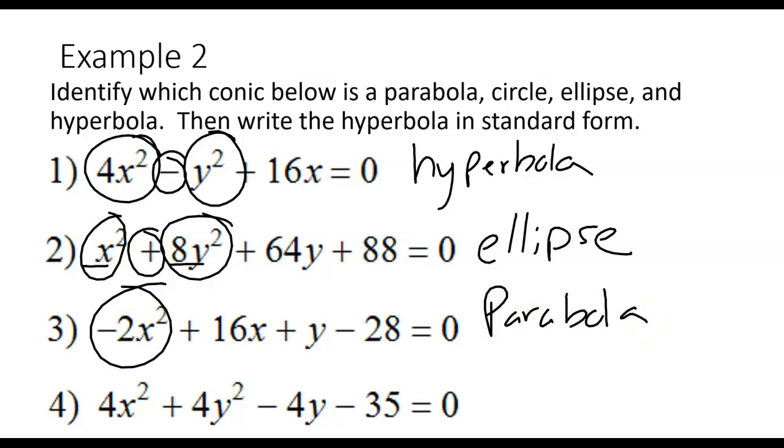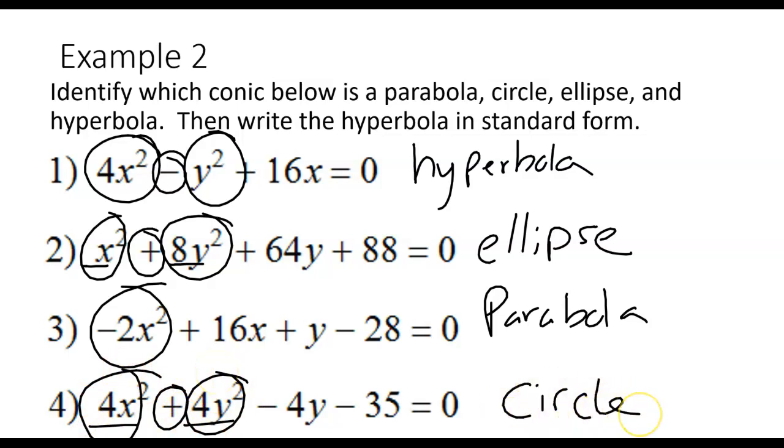How about the last one? We have an x squared and a y squared, so it's not a parabola. It has a plus, so it's a circle or an ellipse. And the coefficients are the same, therefore it is a circle. Okay? So that's how you can decide which is which.